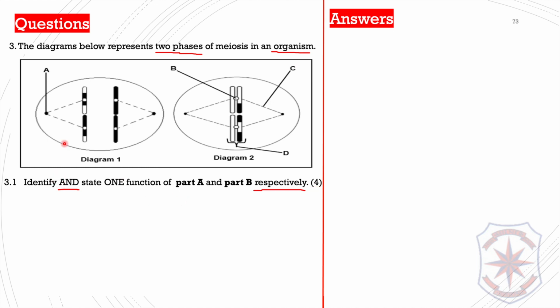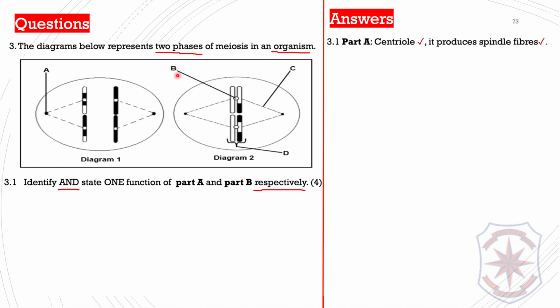Let's check part A. What is part A? Remember, identify. Part A is at the pole. Therefore, part A is the centriole. Okay? And we know that the function of the centriole is to produce spindle fibers or spindle threads. Let's check if that is correct. Part A is precisely that, the centriole, and it produces spindle fibers.